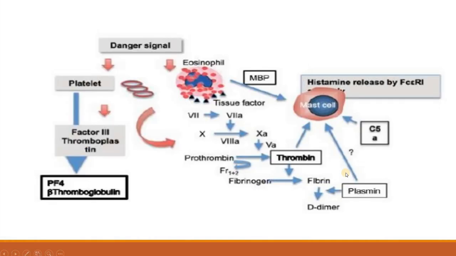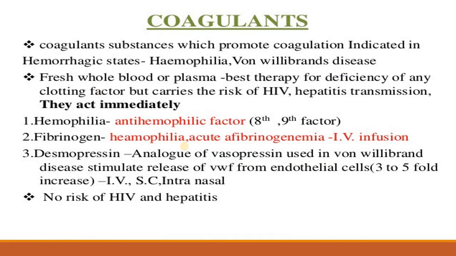Okay. Next is the process of how the factors are activated and how they affect the plasma. These are all the clotting factors. These are the coagulants, only these are coagulants. Coagulants are substances which promote coagulation in hemorrhagic states like hemophilia and von Willebrand disease. Fresh frozen plasma, whole blood or plasma is the best therapy for deficiency of any clotting factor, but carries the risk of HIV and hepatitis transmission.